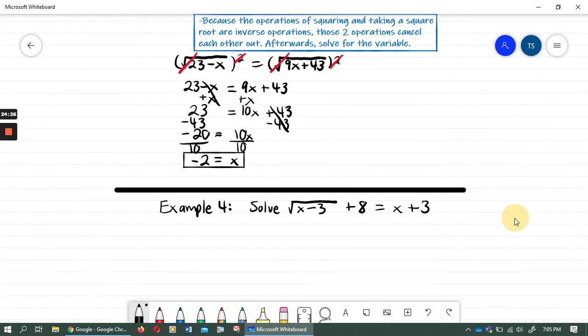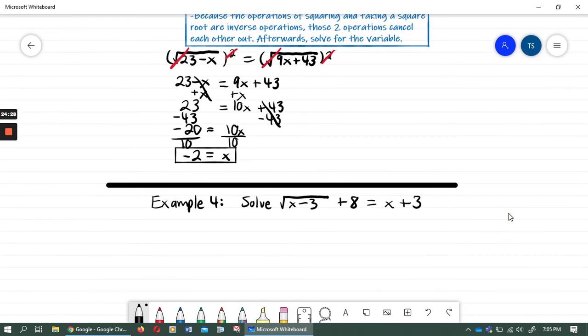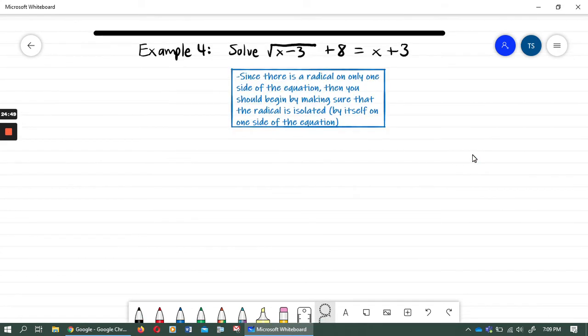All right, so guys, again, this one is similar to example 1 and example 2 because there's a radical only on one side of the equation here. There's a radical only on one side of the equation, and we need to go ahead and make sure that radical is isolated. Okay, so let's go ahead and do that. Let's go ahead and get this radical by itself.